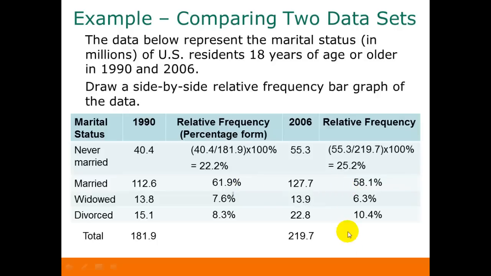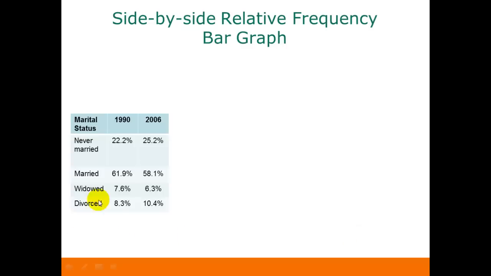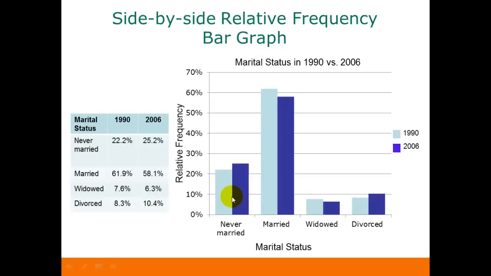So now we're ready to draw our side-by-side bar graph. So here's the data that we need. We have just the percentages for 1990 and 2006 for our different categories. And here's our bar graph. And this really shows what is happening between 1990 and 2006. Again, this is talking about the percentage of the total. So the never married, you can see the percentage increased. For married, the percentage decreased. For widowed, it decreased. And for divorced, it increased.